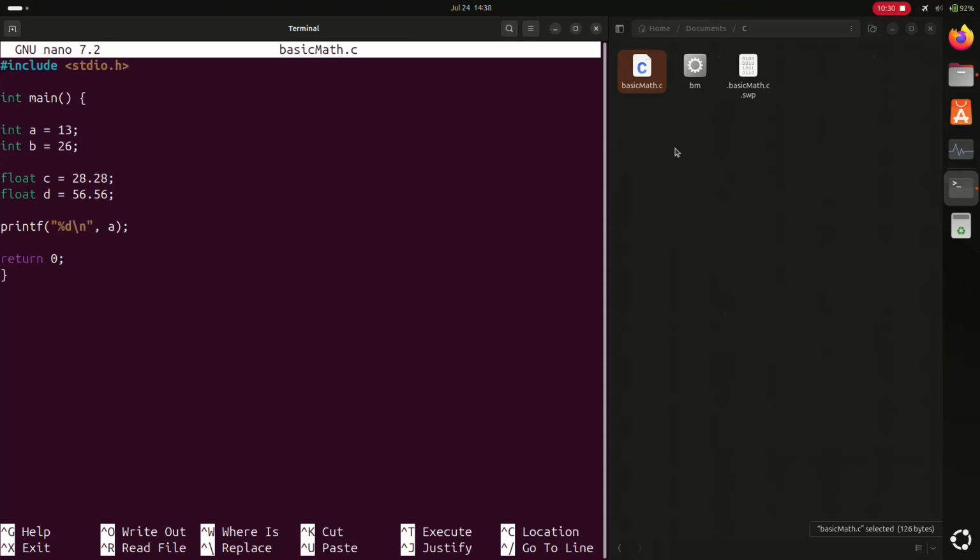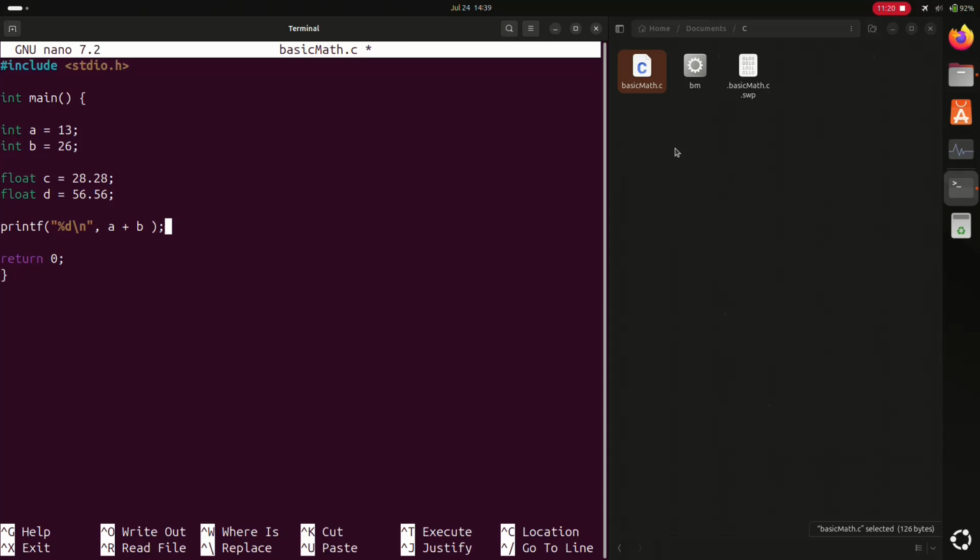Here I have already written %d, that is the placeholder for an integer number. Because a is an integer and b is an integer, a plus b also has to be an integer. So what do I have to write in place of a? You have seen the output is 13. Whatever variable I give here, it outputs that variable. So what if I write a plus b? Will it output the summation of a plus b, which is around 39? Will it be giving me 39 or something else? Let's see what it gives.